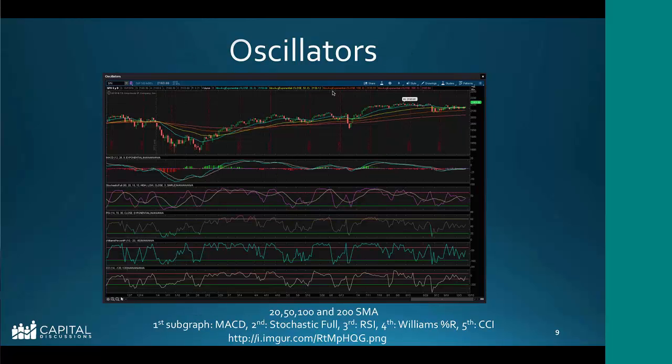Anyway, oscillators. Oscillators will show you where there's a lot of strength and it's starting to come back, or vice versa, where there's a lot of weakness. What I'm looking at here, and there's a lot of them, right? I look at MACD, stochastics, RSI, Williams percent R, and CCIs. And what I'm basically looking for is a confluence of indicators. Are they all saying the same things?